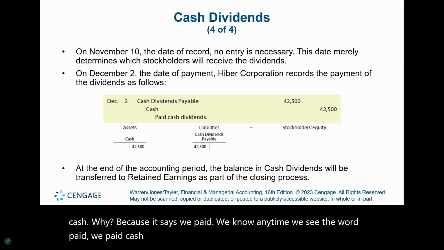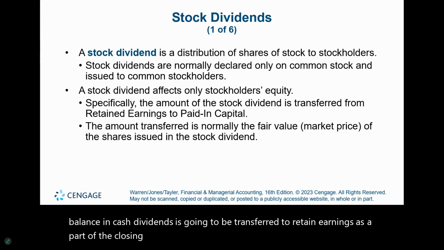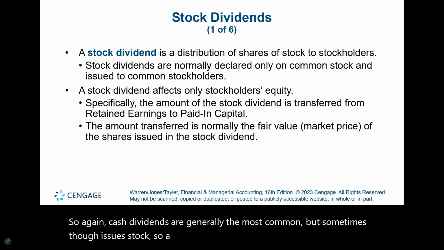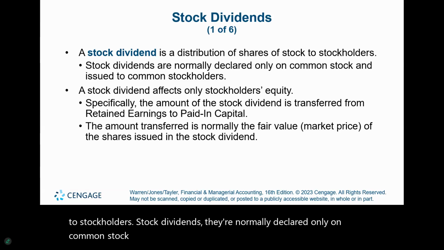And then at the end of the accounting period, the balance in cash dividends is going to be transferred to retained earnings as a part of the closing process. So again, cash dividends are generally the most common, but sometimes they'll issue stock. A stock dividend is a distribution of shares of stock to stockholders. Stock dividends are normally declared only on common stock and issued to common stockholders.